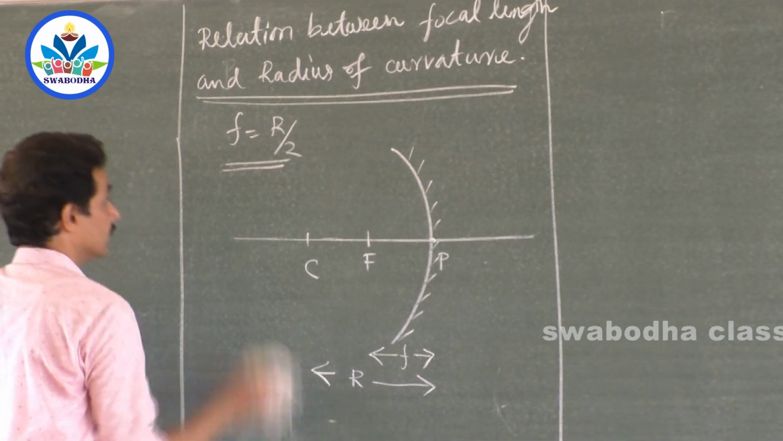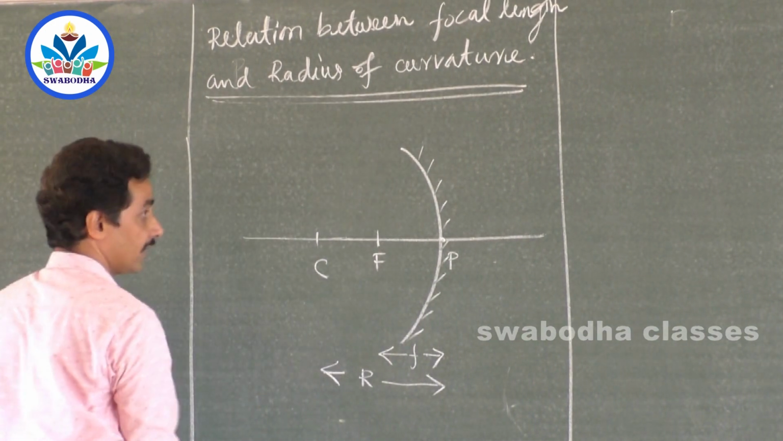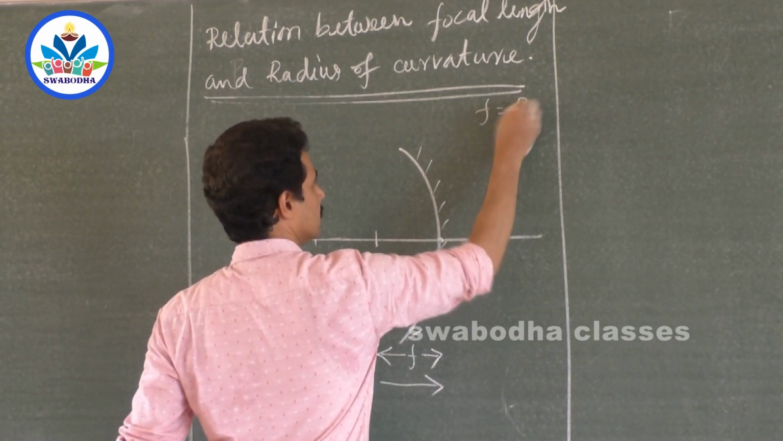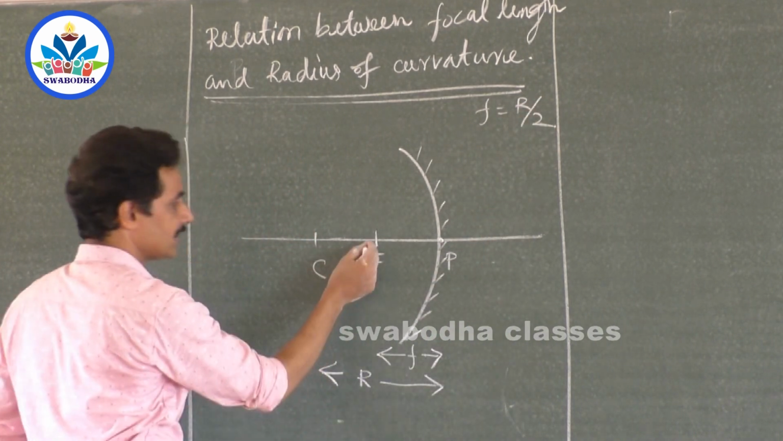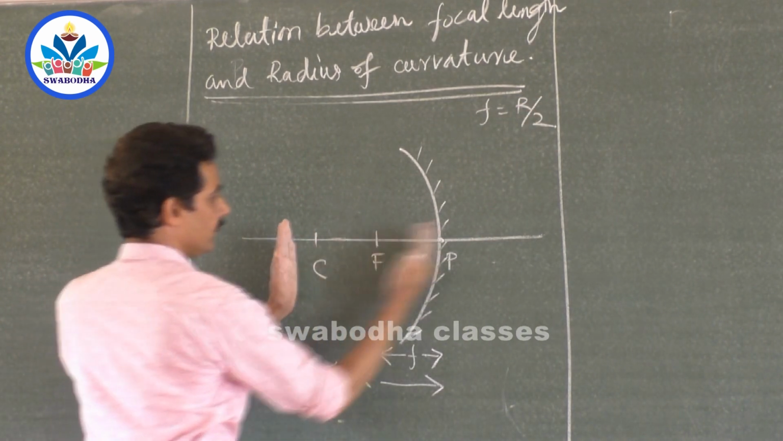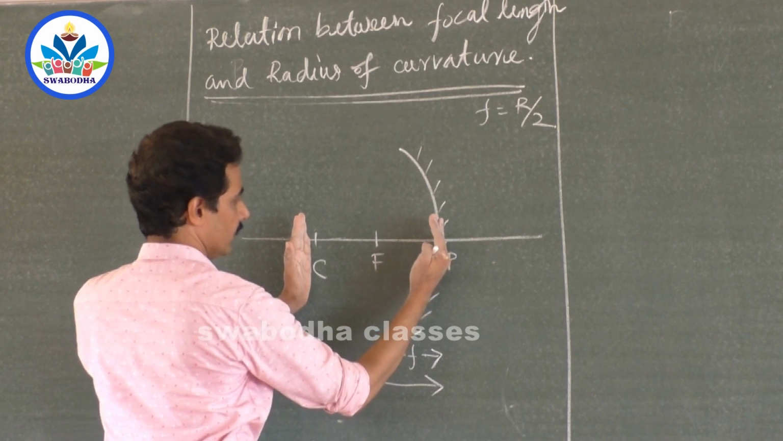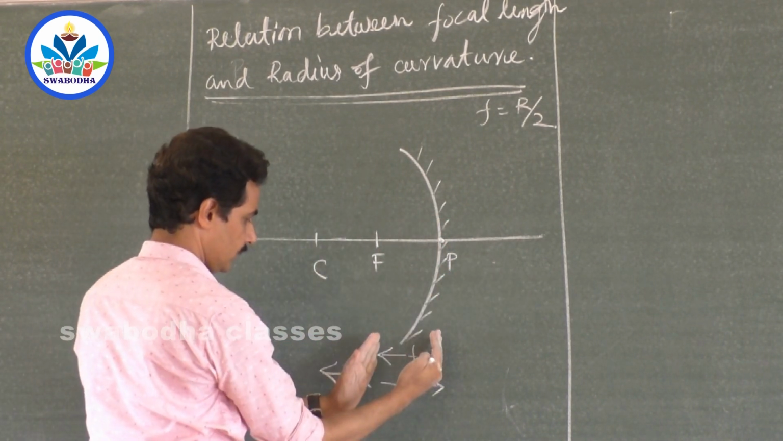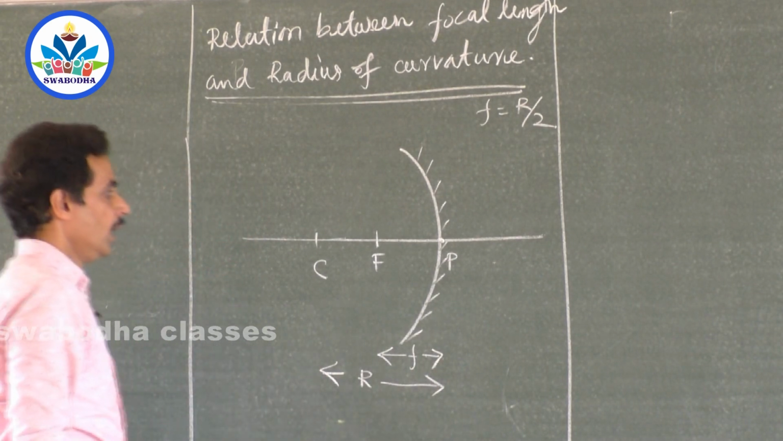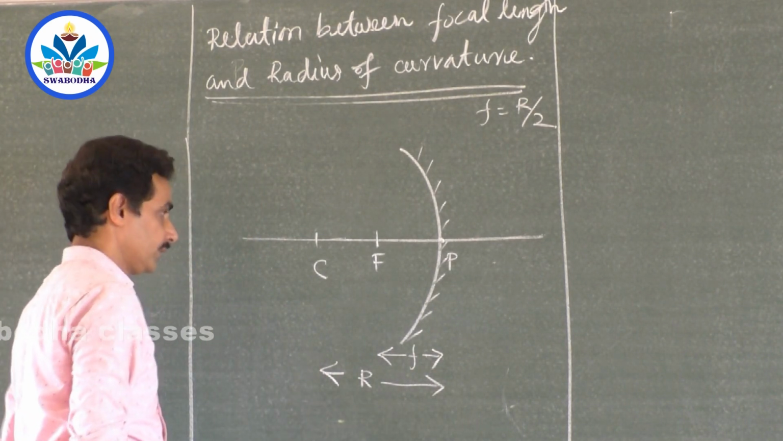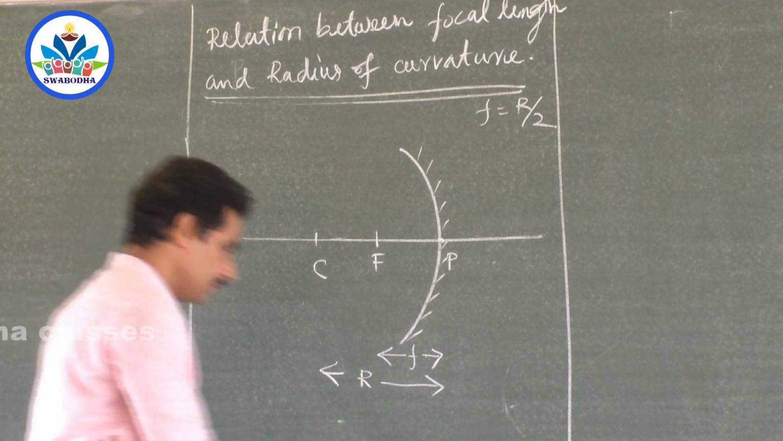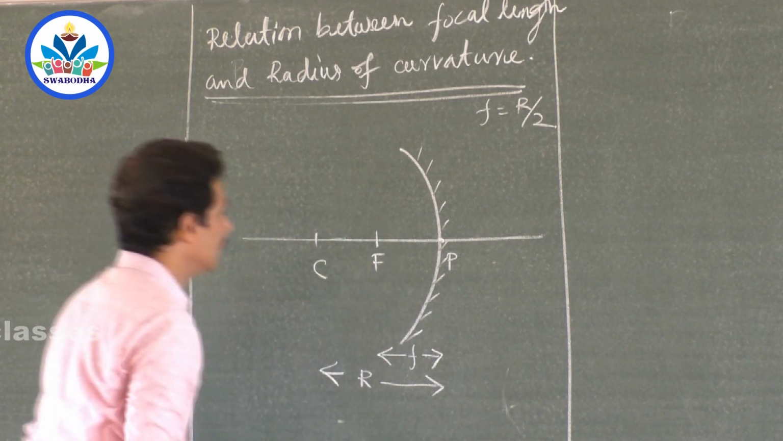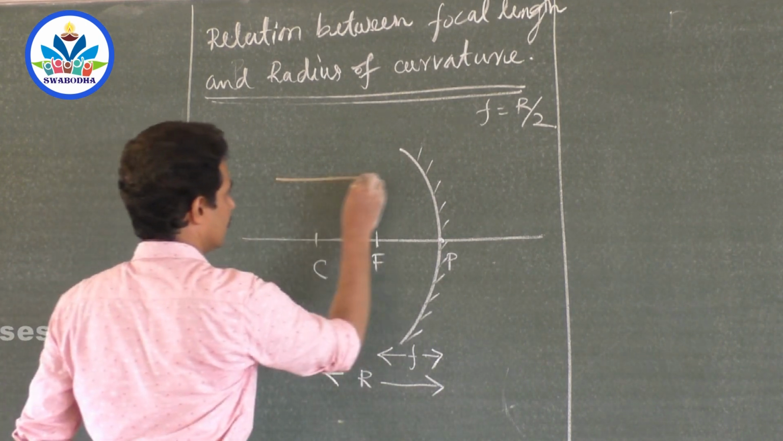Okay, so now I will rub it. I'll write somewhere here, F equal to R by 2. So focus is always at the center of the line joining center and pole. It should be at the middle. So this distance should be double this distance. F should be half of R. Okay, take one ray of light which is parallel to the principal axis, like this.